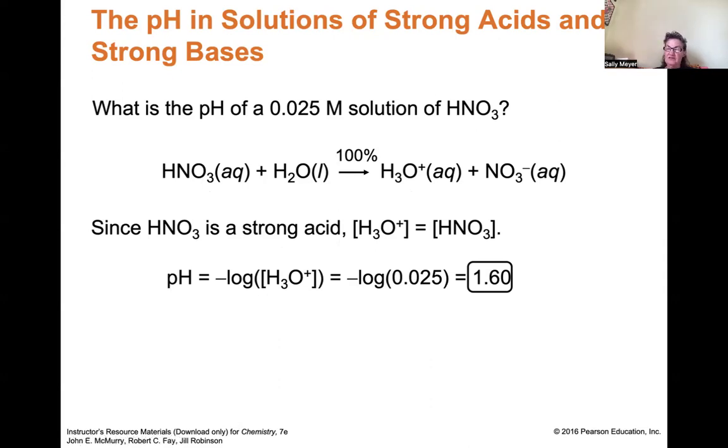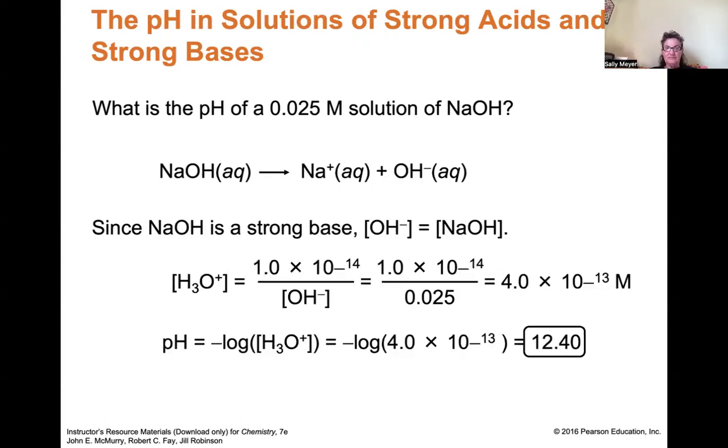Notice it's a very small number. pH goes down as the concentration of the acid goes up. Now, if we have a strong base, it's the same exact idea. If sodium hydroxide is a strong base, it completely dissolves in water, and every sodium hydroxide you put in creates an OH minus. So the OH minus concentration is equal to your starting sodium hydroxide concentration.